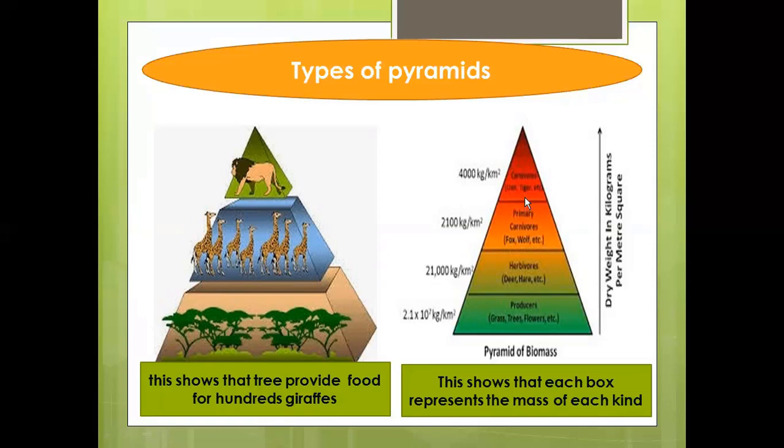And another figure illustrates that each box represents the mass of each kind. You must compare the two figures, the types of pyramids. The first one explains the numbers of organisms in each box, and the second illustrates the mass of organisms, such as plants and animals, in each box in the pyramids.